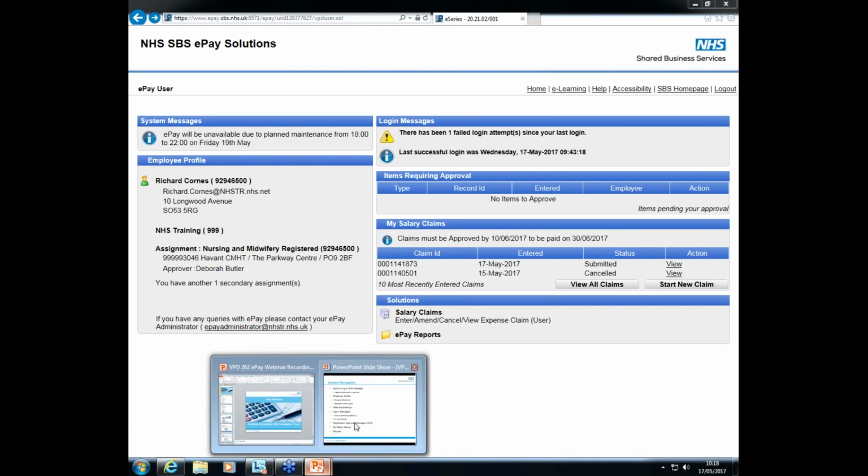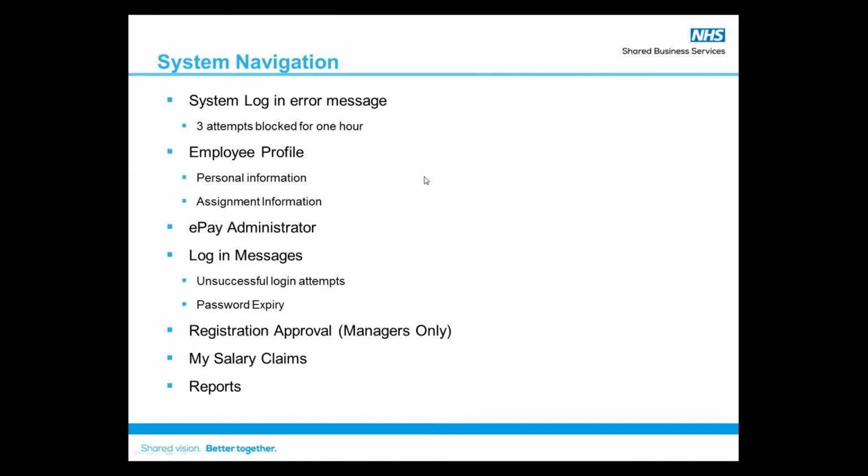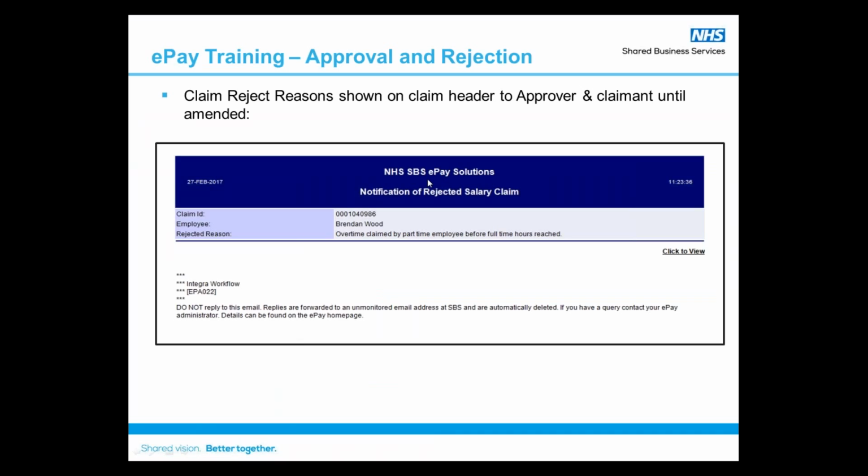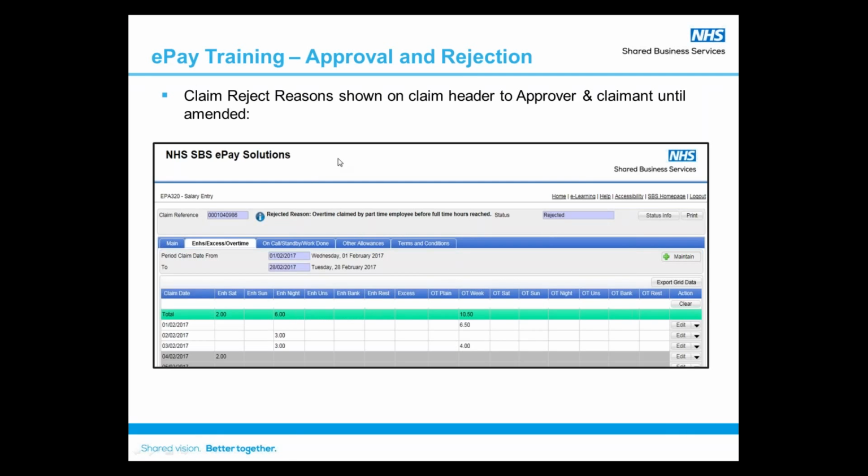So I'm going to go back to the slides now to go through a bit more information with you. If your claim gets rejected by the approver, you will get an email quoting the reason entered by the approver, and it will stay as rejected until it's amended. The rejection reason will also show in the claim header like this, and what you should do is go in and amend the claim and resubmit it for approval. So it rejects the whole claim, you go in and resubmit it, and then it will go back through to the approver for authorization. So don't do a new claim, amend it and resubmit it.